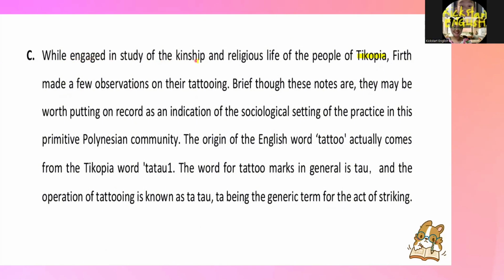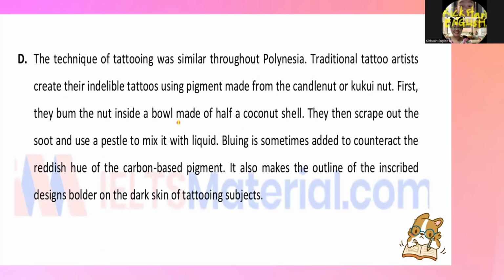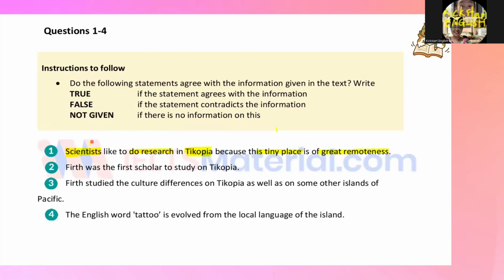While engaged in study of kinship and religious life of the people of Tikopia, Firth made a few observations on tattooing. So this one talks about tattooing. They maybe put record as an indication of sociological setting. All right, so there's really no talking about remoteness and study. Therefore, our focus is just in paragraph B, okay? So let's go back to the question that we have. Scientists like to do research in Tikopia because this tiny place is of great remoteness.